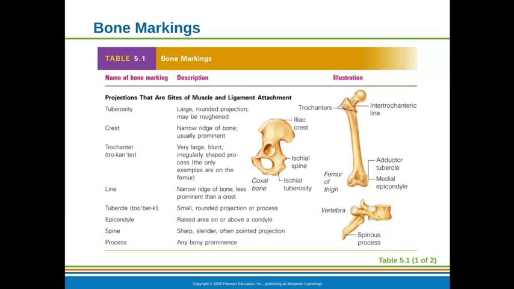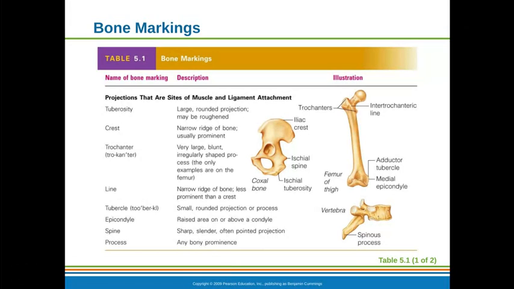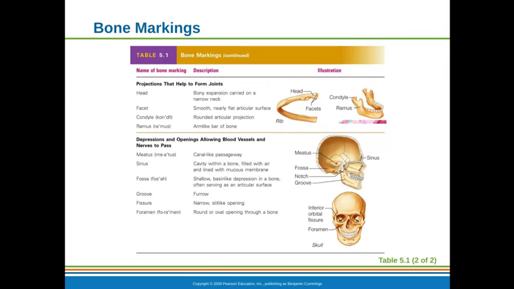Table 5.1 outlines all of these, and you can use this as a reference when completing your assignments. It goes through all of the different types that you would see on the bones, and you'll often see these used for directional anatomy as well. You can see that we have the medial and ones like the medial epicondyle. You'll see this directional anatomy used throughout all of these.